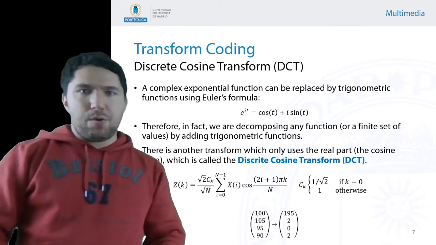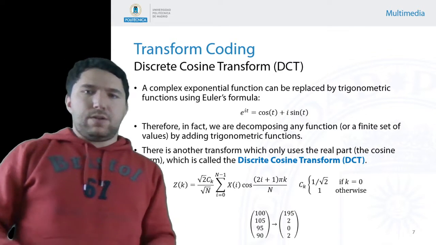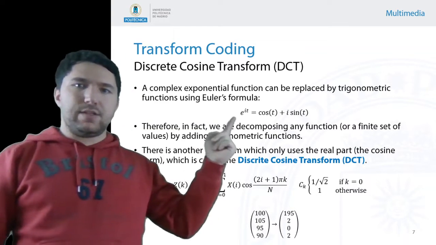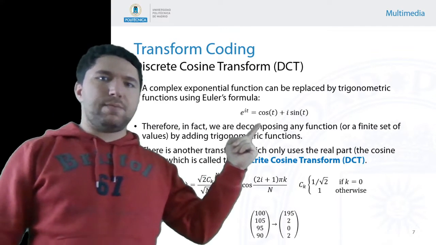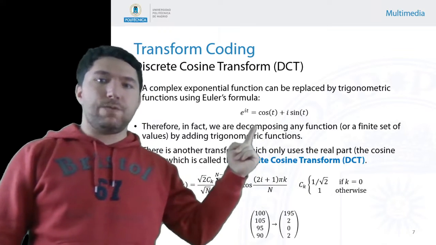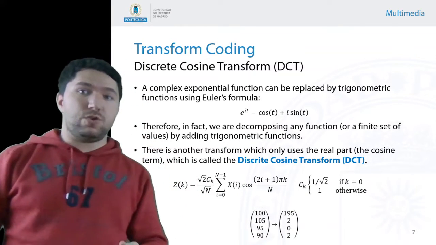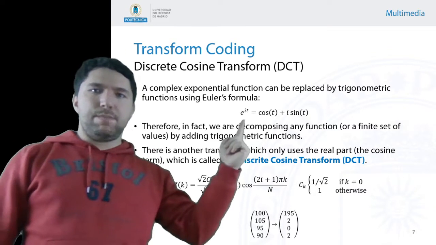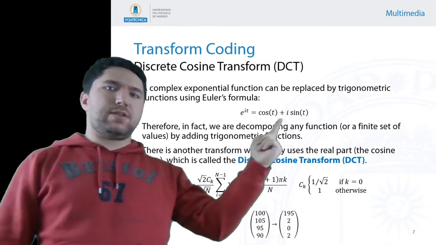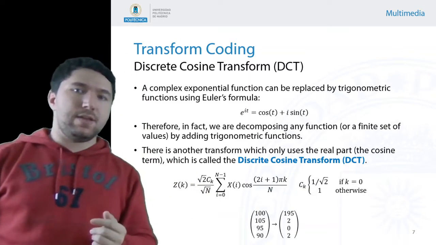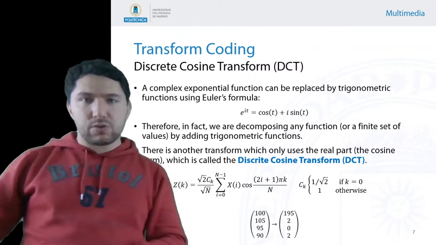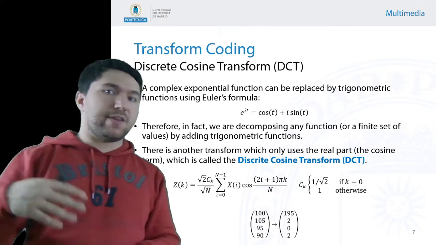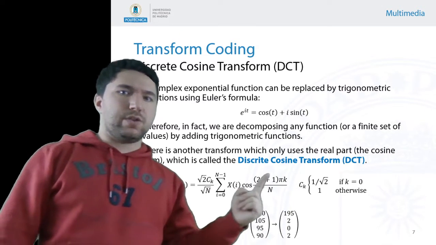Okay. The problem is the complex numbers. We know using Euler's formula that the complex exponential can be divided as a sum of trigonometric functions, cosines and sines, being the cosine the real part, and the sine the imaginary part. So we have another transform which only uses cosines, so it only keeps the real part, which is the discrete cosine transform.